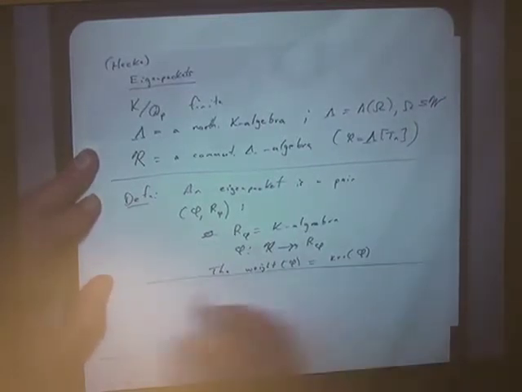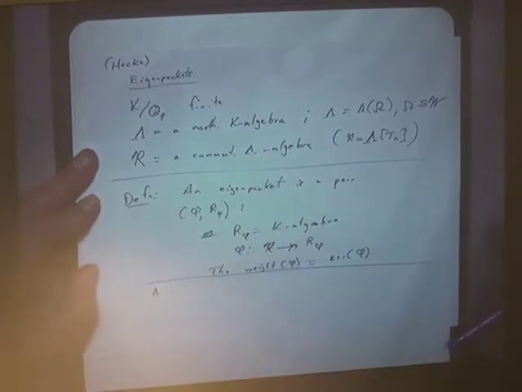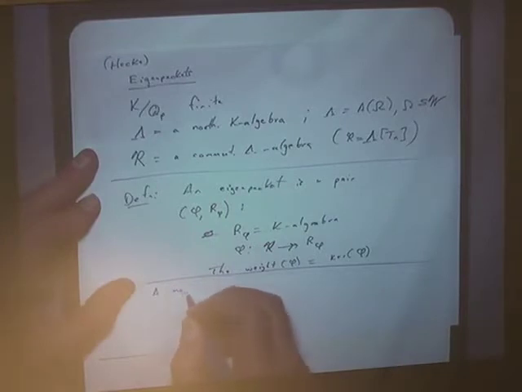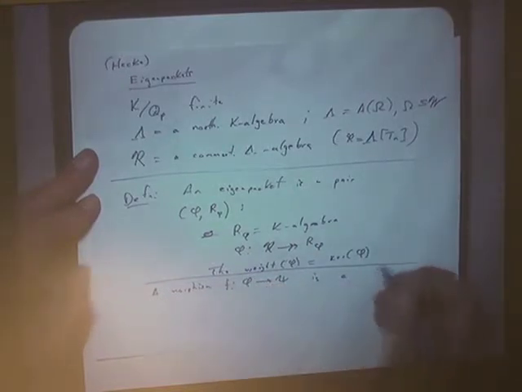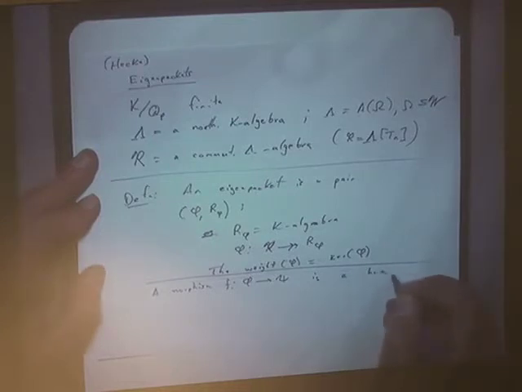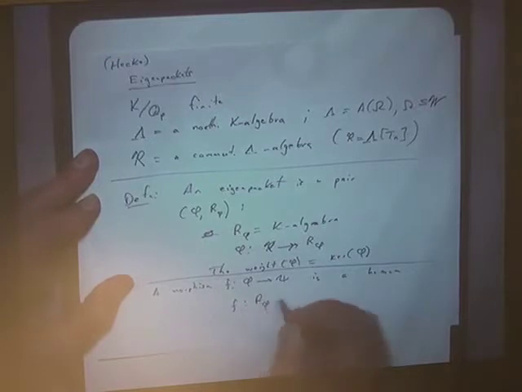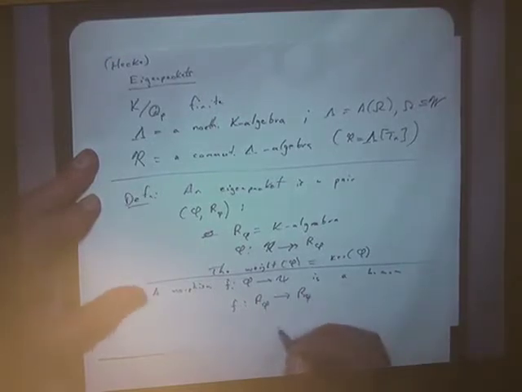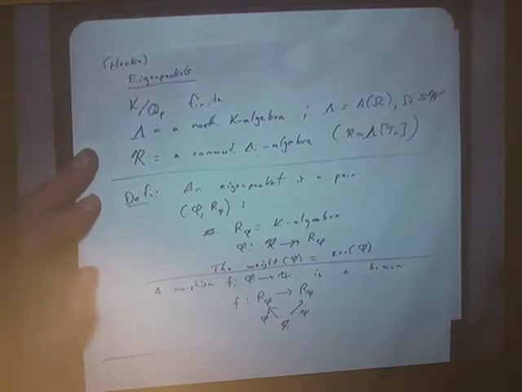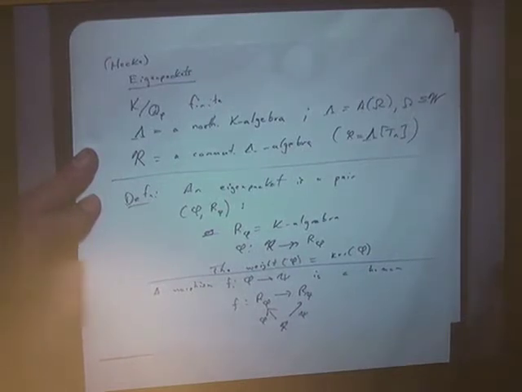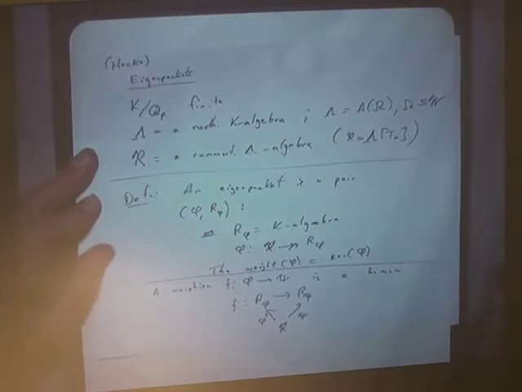Then just to be even more silly, I want to think of the eigenpackets as a category. A morphism from one packet to another is just a homomorphism f from R_phi to R_psi, making the obvious diagram commute. The thing to notice is that because of the requirement that the maps phi and psi be surjective, if there is a morphism from phi to psi, there's only one.